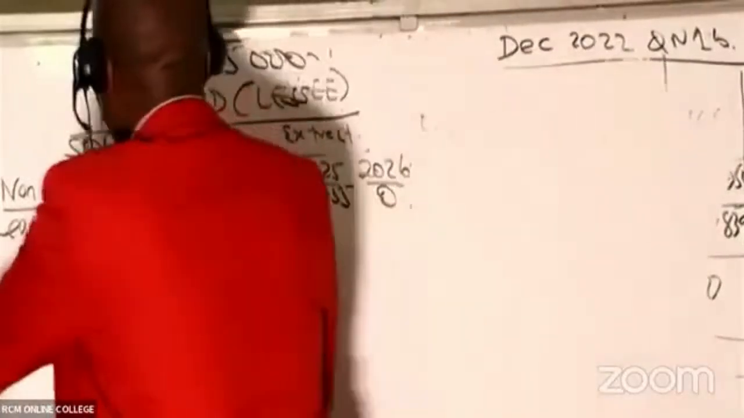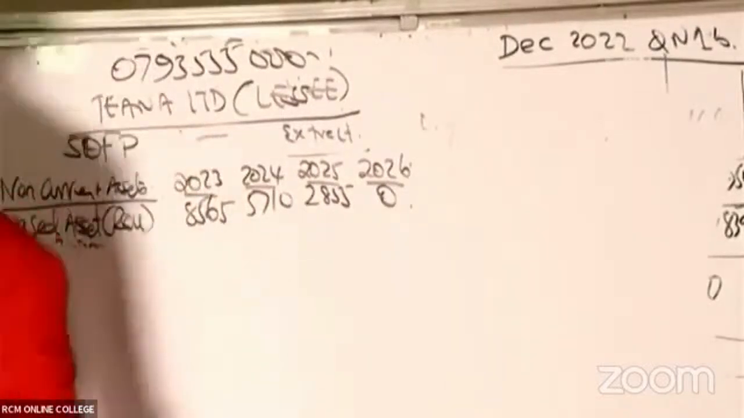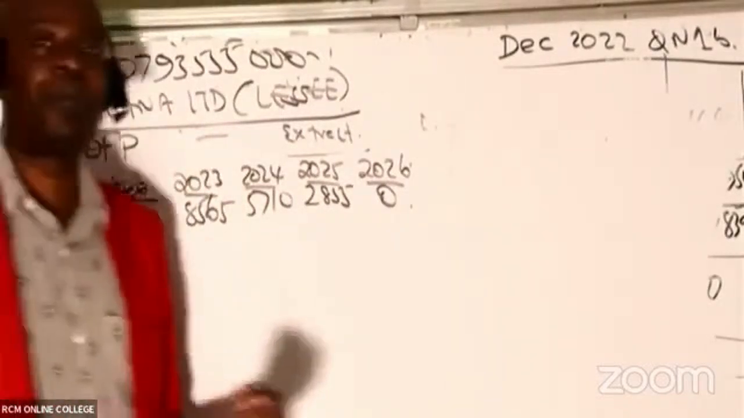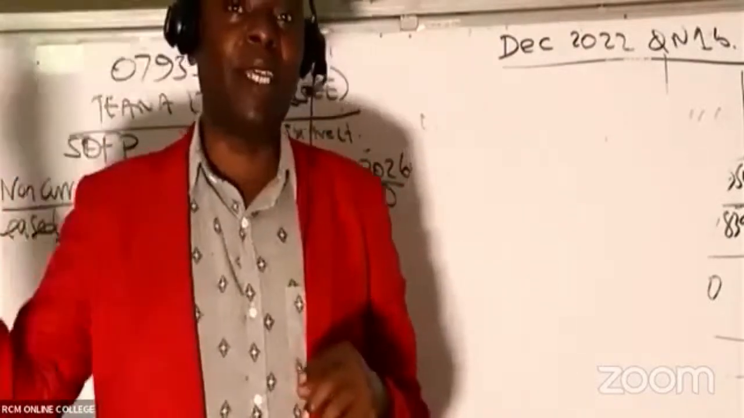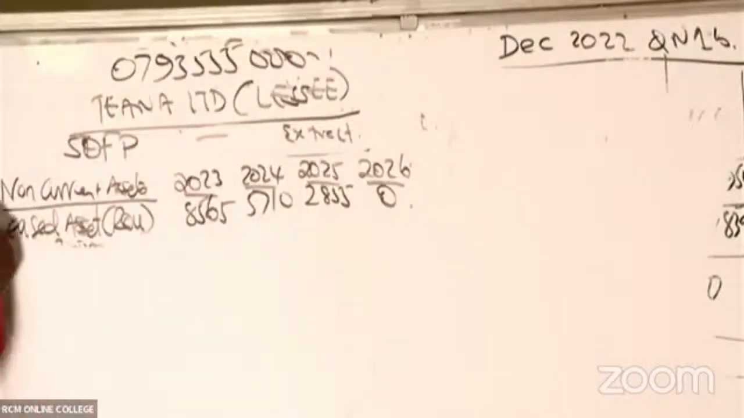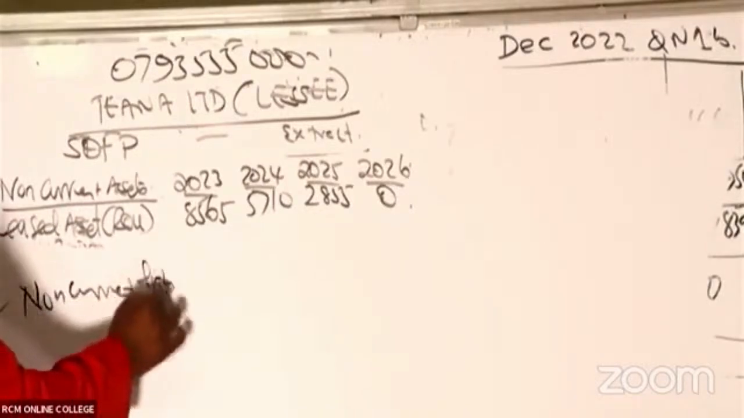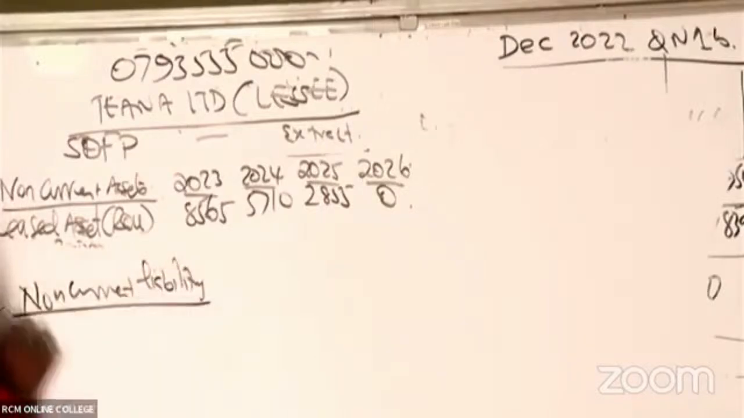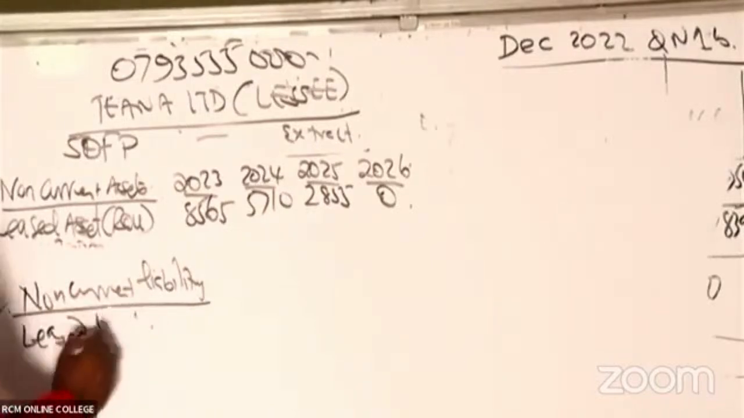So from there, ladies and gentlemen, we can very comfortably give our examiner the liability section, because we said that for the lessee, you must recognize the asset and liability at the same time. So come here and give us the non-current liability, lease liability.